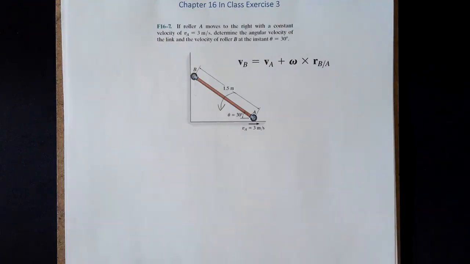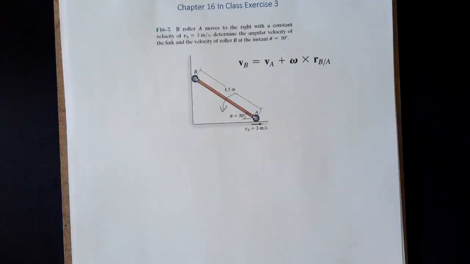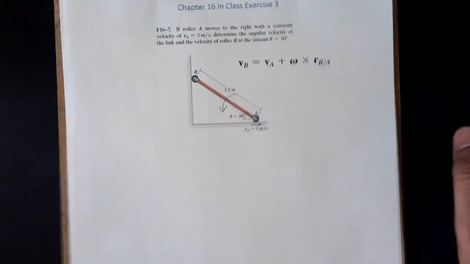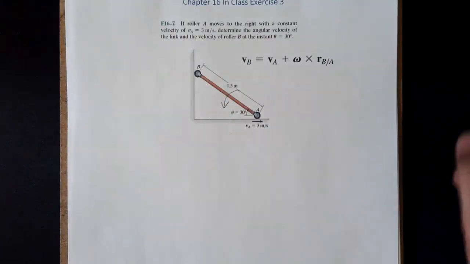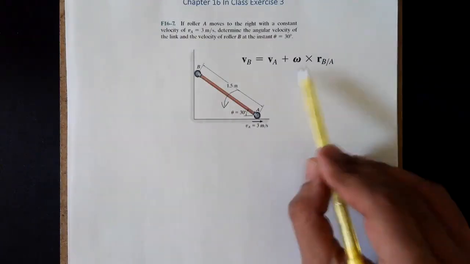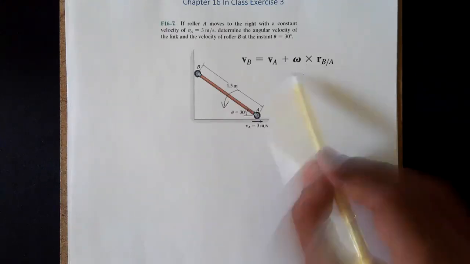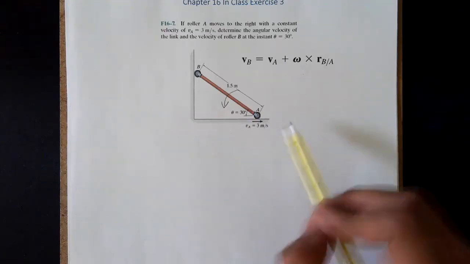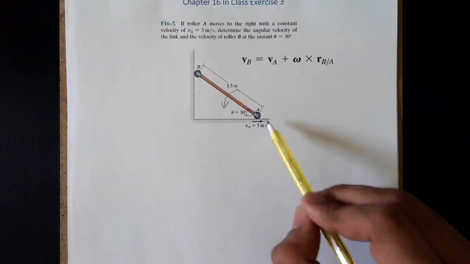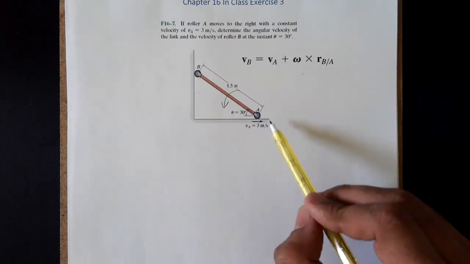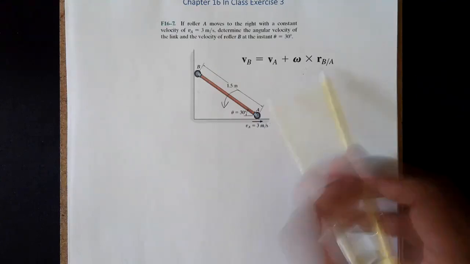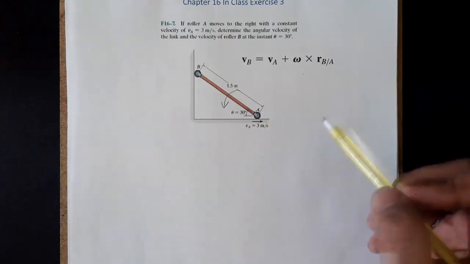So we will solve this problem using two different approaches. For the first approach, we will use the scalar solution. So we won't make use of this equation, but we'll just use the pure scalar solution. That means for all the velocity components, we will divide them into their horizontal and vertical parts, x and y parts. So no cross product, but just pure scalar solution.